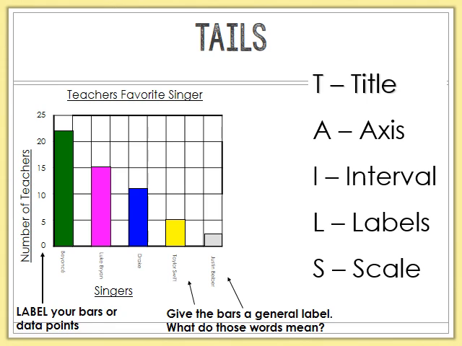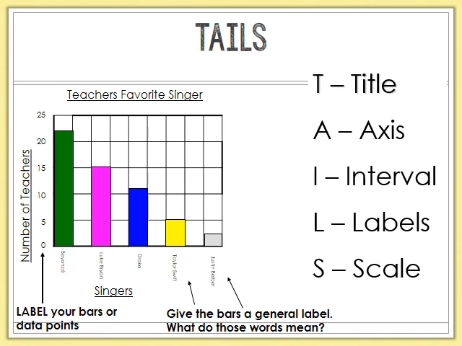But before we get into that, let's talk about the things that have to be on every graph. And you have to be careful that you don't forget these things, because if you do, you're going to lose points on your graphing. And that is going to cause your lab grade to drop, and we don't want that to happen. Okay, so let's just look at this graph. This is a graph of teachers' favorite singers. And we had over 20 teachers that were polled. We have Beyonce, Luke Bryan, Drake, Taylor Swift, and Justin Bieber.